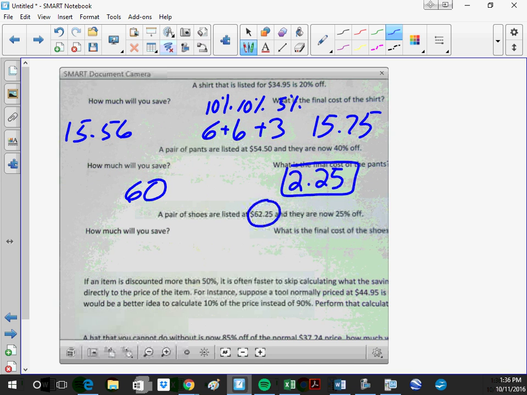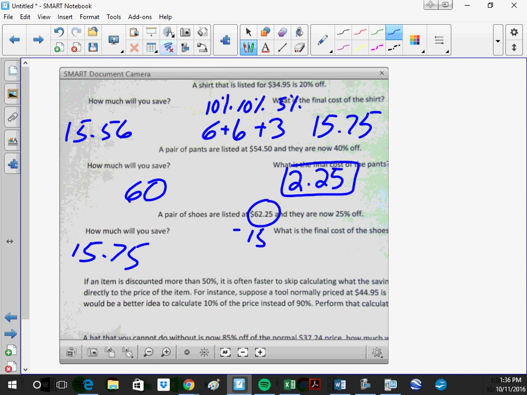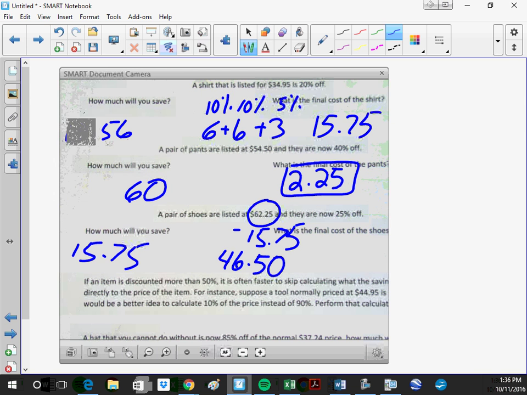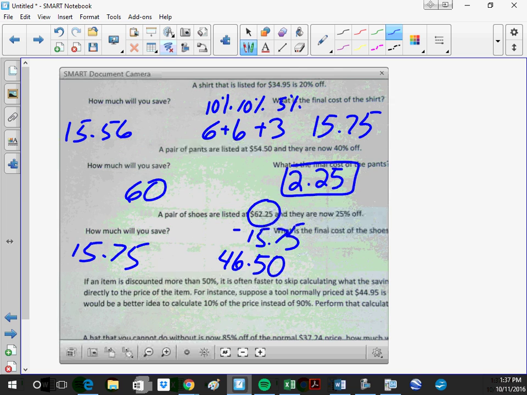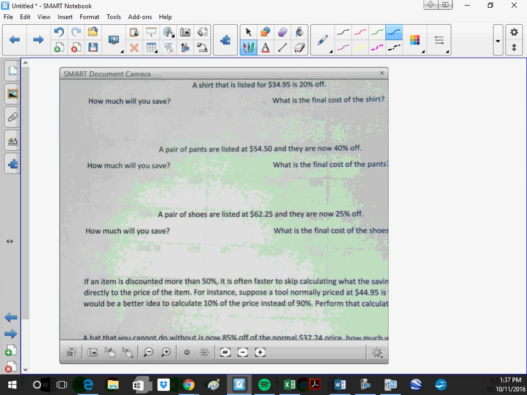So my 15.75, if I subtract that off of here, so that would be 46.50. That would be the price of the shoes, which is only about 19 cents off the actual price. So we did a pretty good job. Okay. All of those sales were less than 50%.